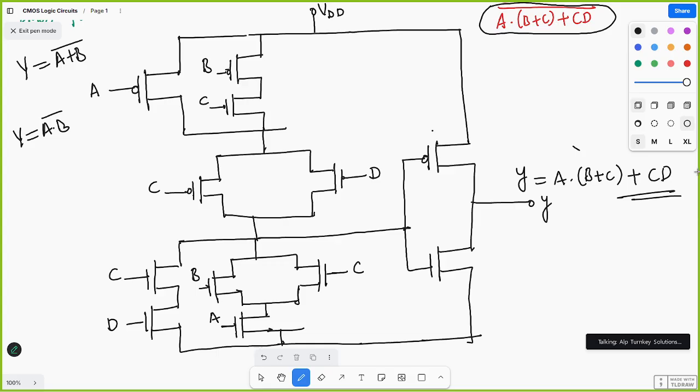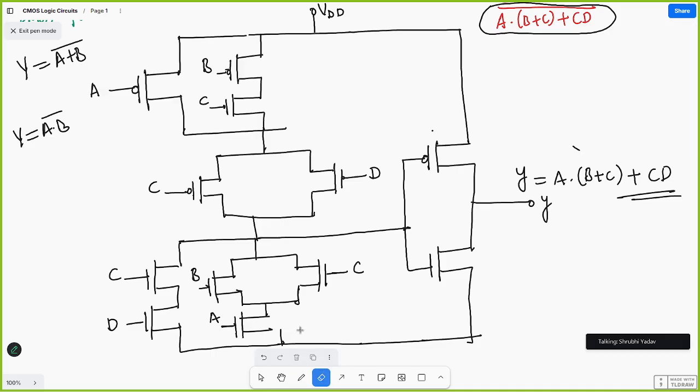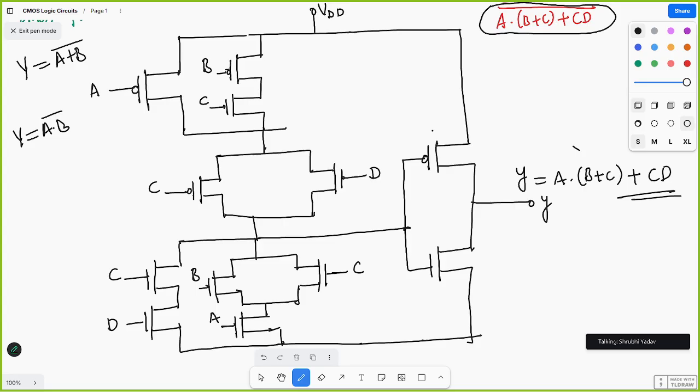Did you understand how I am implementing? Can you explain this diagram once again? Which one? The diagram. You are asking about this diagram? Yes, this diagram. Okay.